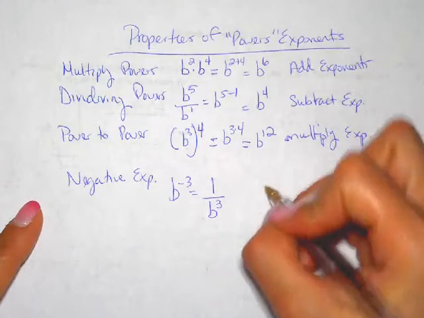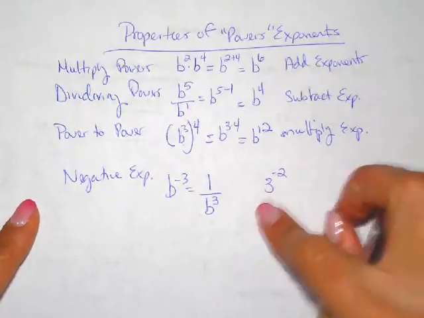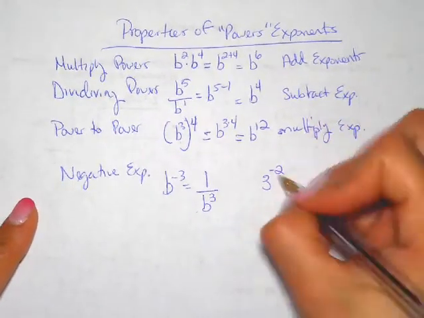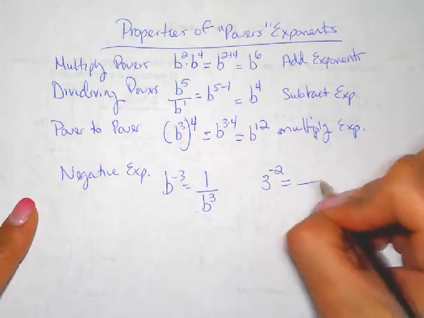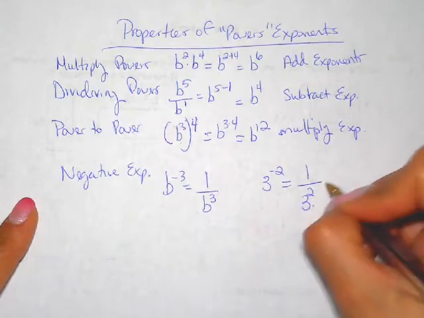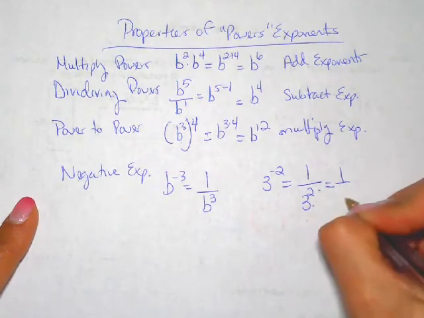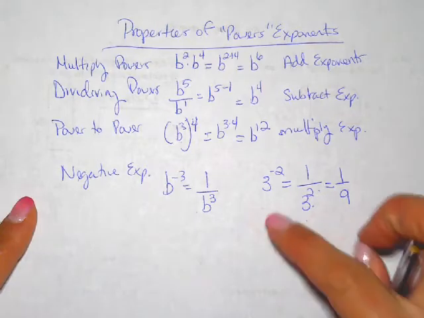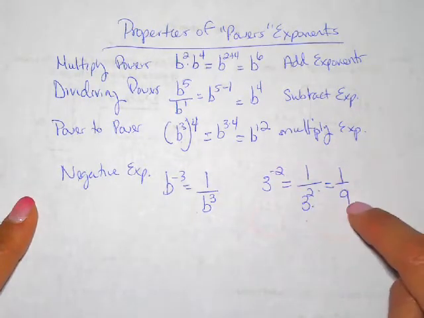In your homework, you had a problem like this, and I think a lot of people had a hard time with that one. It's the same thing. It's telling you I don't belong here, I belong on the other side. So you make a fraction and you move it to the bottom. And then 3 squared is just 9. So 3 raised to the negative 2 really is 1/9.